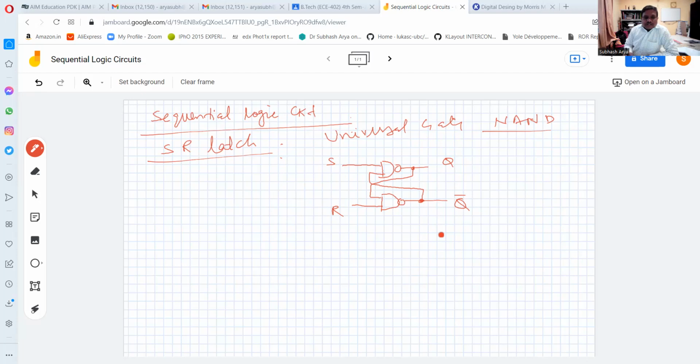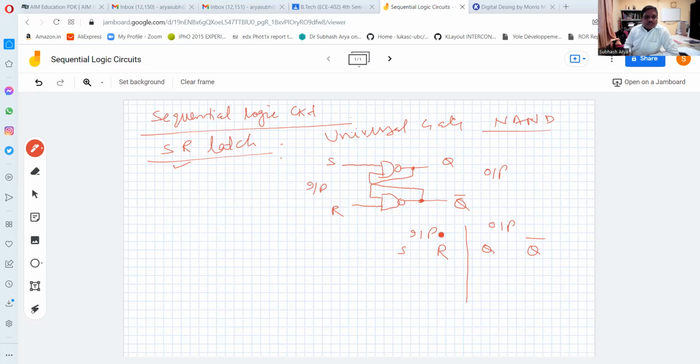Okay, so this is your SR latch. S means set, R means reset. Set, reset, latch. Let us try to understand its function. So here we write input, here we write output. We have two inputs, these are the inputs, and these are the outputs. So the inputs we have are S and R, and the outputs we have are Q and Q bar.